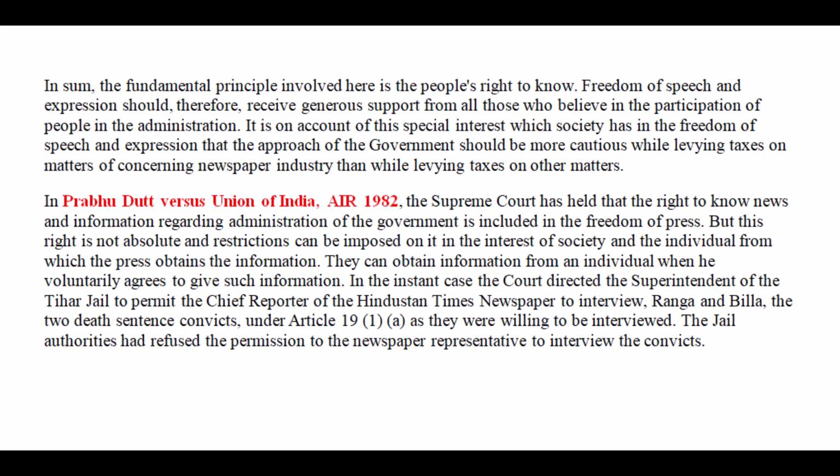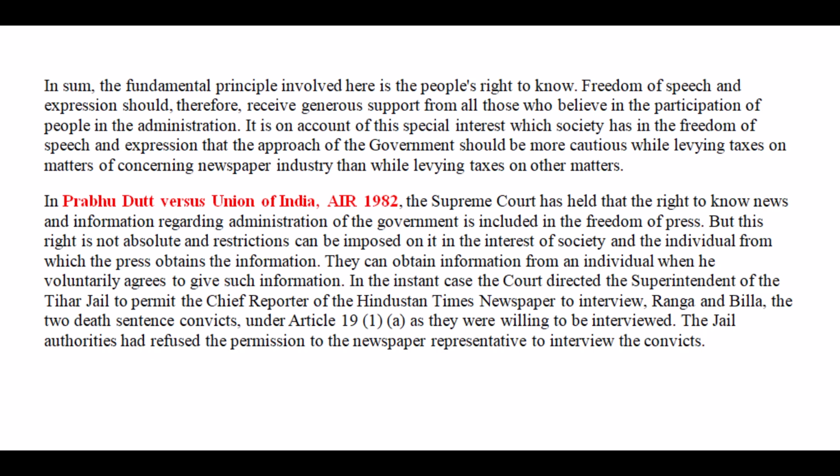In sum, the fundamental principle involved here is the people's right to know. Freedom of speech and expression should, therefore, receive generous support from all those who believe in the participation of people in the administration. It is on account of this special interest which society has in the freedom of speech and expression that the approach of the government should be more cautious while levying taxes on matters concerning the newspaper industry than while levying taxes on other matters.